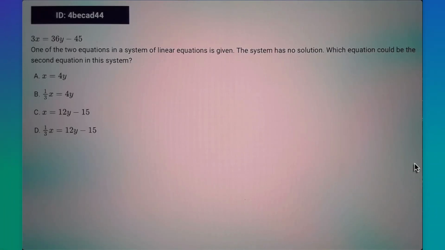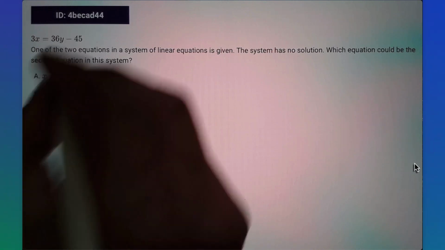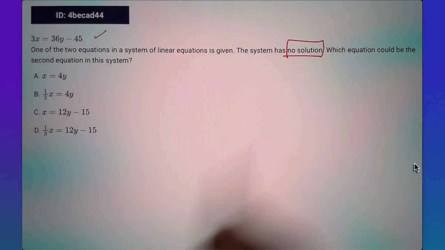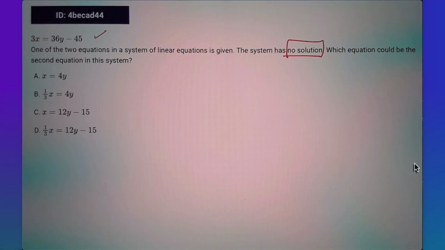One of the two equations in a system of linear equations is given, and it's this one. The system has no solution. So that means the coefficient of x and coefficient of y must agree with the first equation here, but a different constant must be shown. Like we should not have negative 45 or its equivalent in the second equation. So keeping that in mind, we need to choose the second equation from the answer choices.